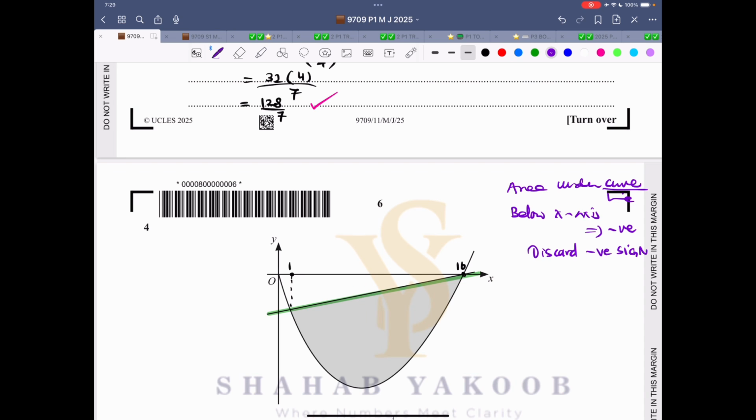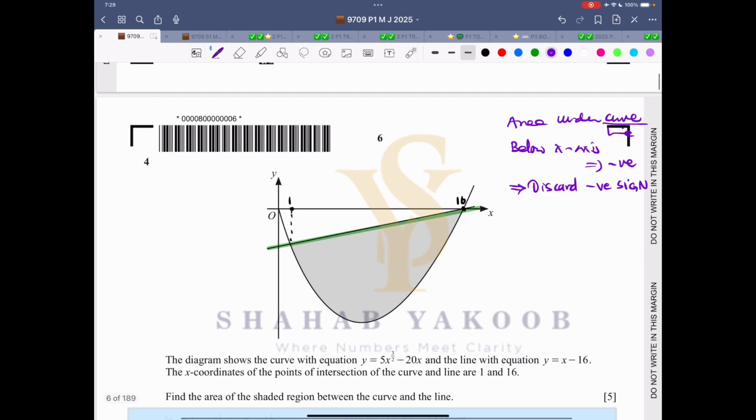Yes, it will come out to be negative, but what we have to do is discard the negative sign. That is one thing. The second thing is that this part under a straight line is a triangle. So no need of integration, just use the area of a triangle formula and then you can find it. So basically the strategy is this: from 1 till 16, find the area under the curve, subtract from it the area of the triangle, take care of this thing, and you will get the answer.